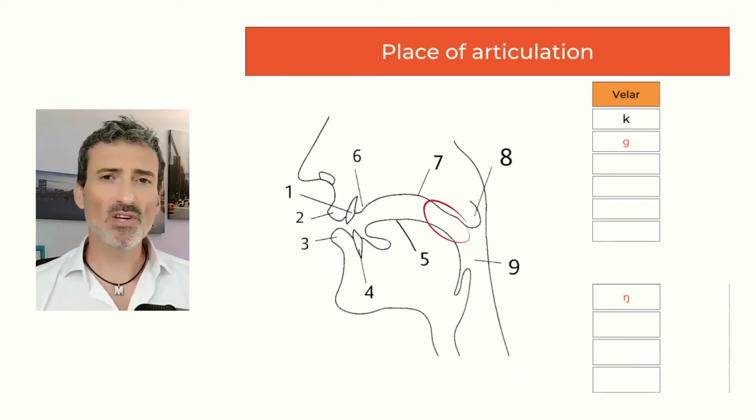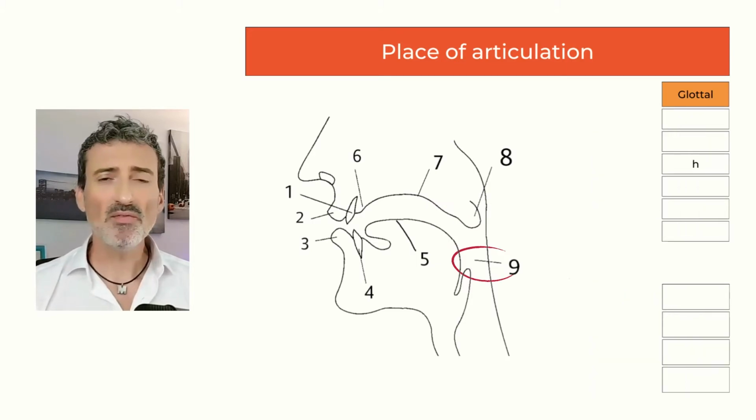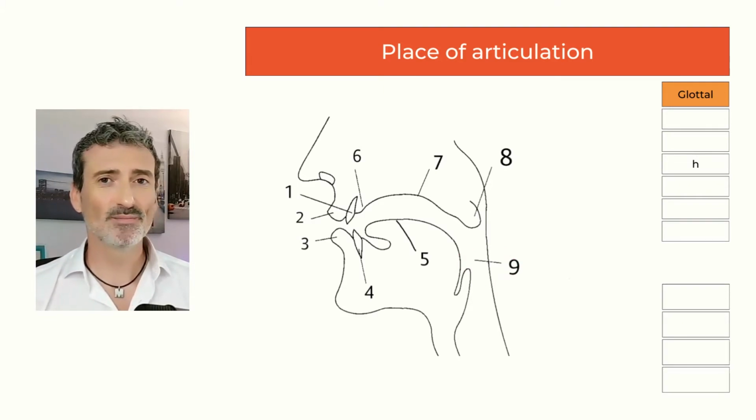Velar consonants are produced when the back part of the tongue touches the velum, also known as the soft palate. For example, ga, ga. And finally, glottal consonants are produced in the glottis area.